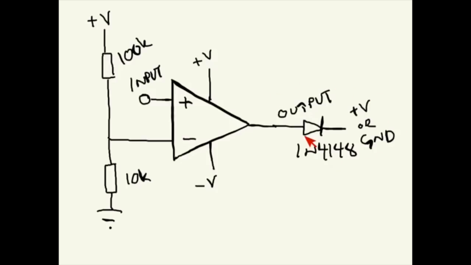And it is a common thing to add a 1N4148 diode to make the signal either plus voltage or ground, so we're not down in the negative voltage, because we're working with gates in this example.